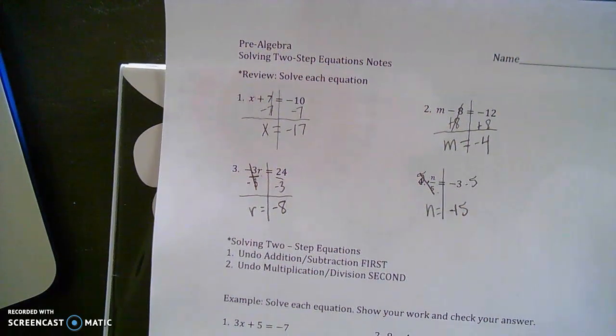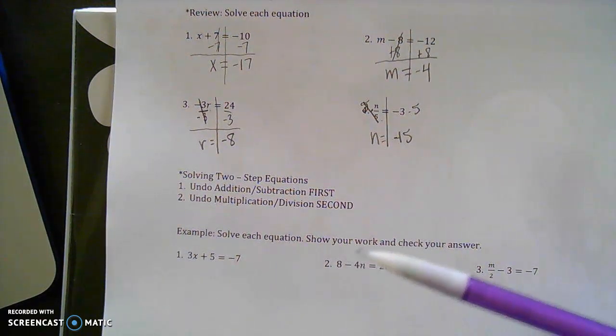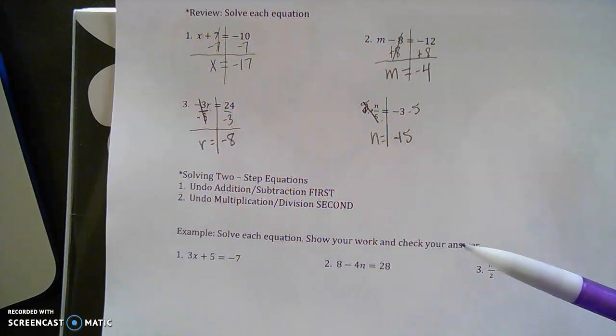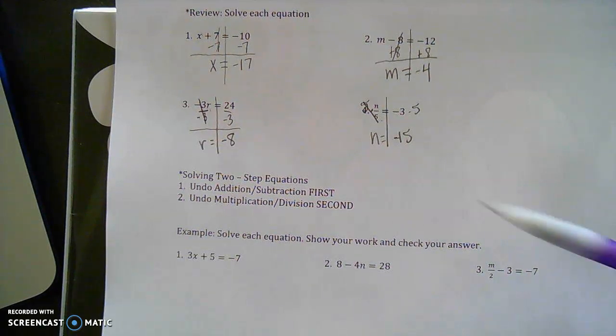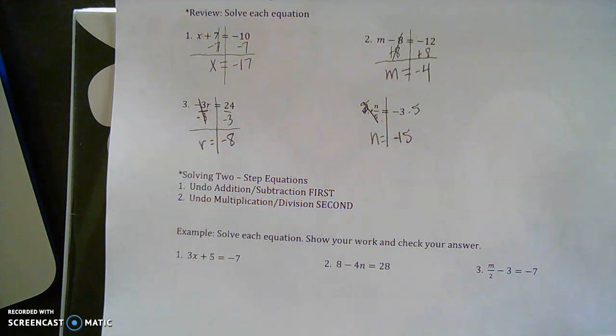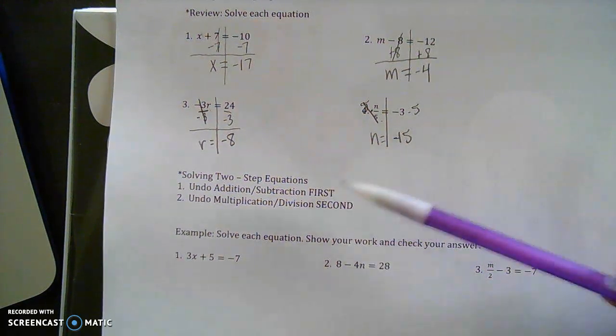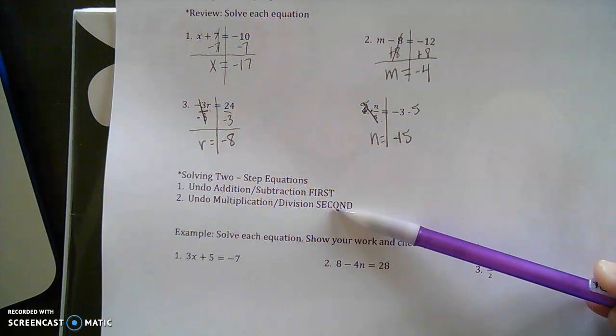Okay, so for our first set of two-step notes, these are going to be the steps that you follow every time. Now our next set of notes, we're going to see an exception to this rule, but almost every single problem will look like this. All of the ones for these notes and the worksheet that goes with it, you will undo addition or subtraction first, then undo multiplication or division.